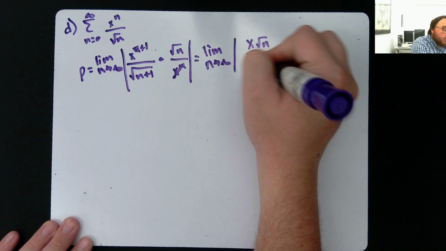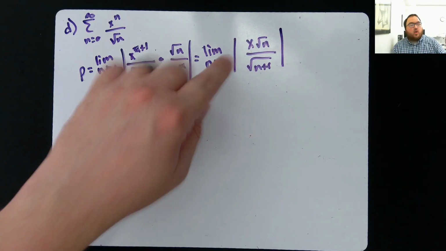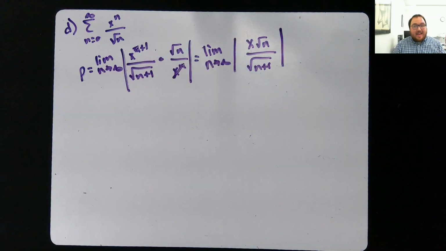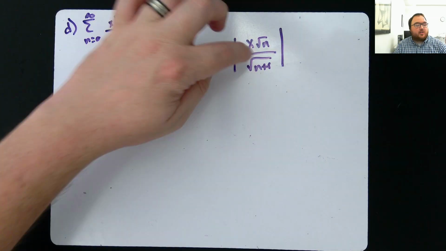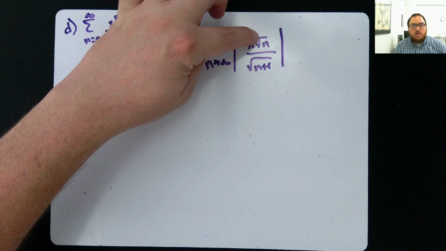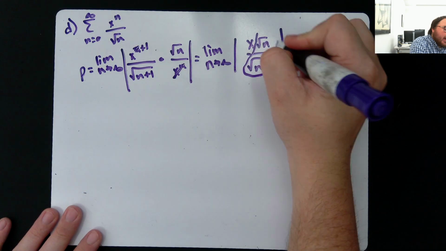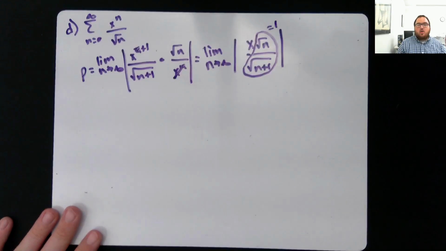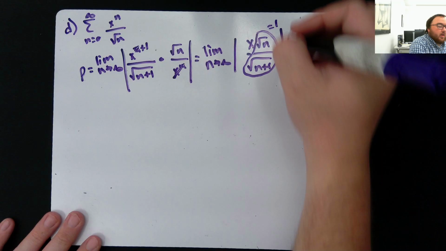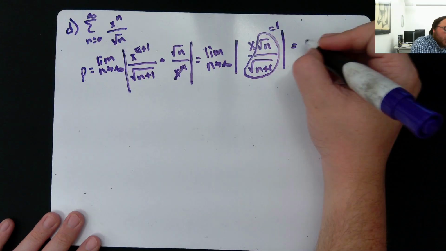I'm taking the limit for the n, right? So looking just at the terms with an n, my highest term on top is the square root of n. Highest term on the bottom is the square root of n. They cancel out, making this whole guy equal to 1. So all I'm left with is the absolute value of x.